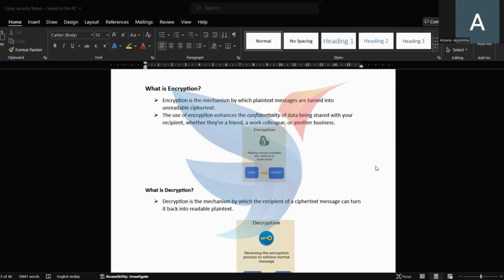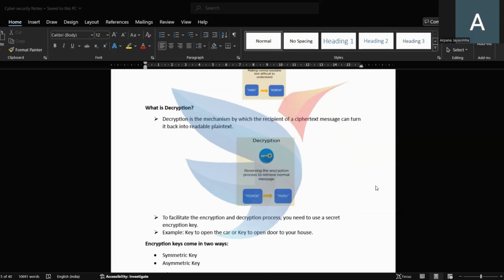The use of encryption enhances the confidentiality of data being shared with your recipient, whether it is a friend, a colleague at the workplace, or someone else related to your business. Now let's see what is decryption. Decryption is a mechanism by which the recipient of a ciphertext message can turn it back into readable plain text.